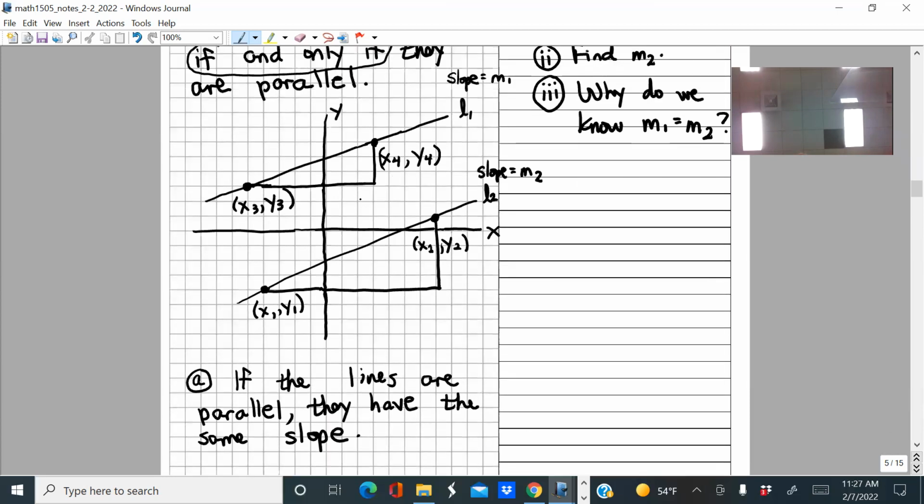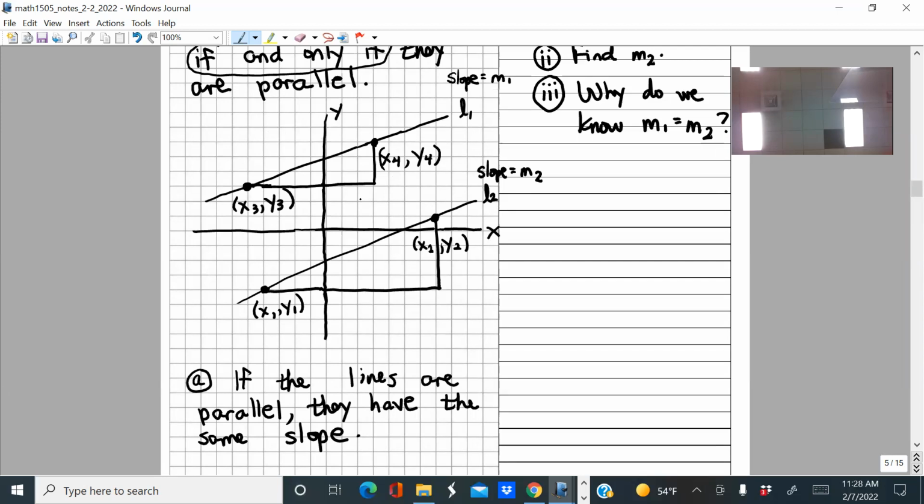Let's start with the easy direction first, because this is going to be kind of obvious to you now. So let's start with this statement. If we know two lines are parallel, someone tells you the lines are parallel to each other, then why can we deduce immediately that they have the same slope? When we calculate their slopes, why do we know they're going to turn out to be the same?